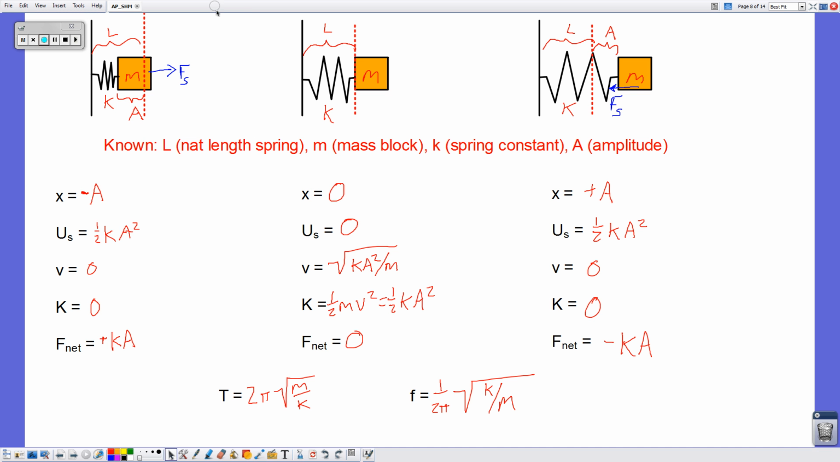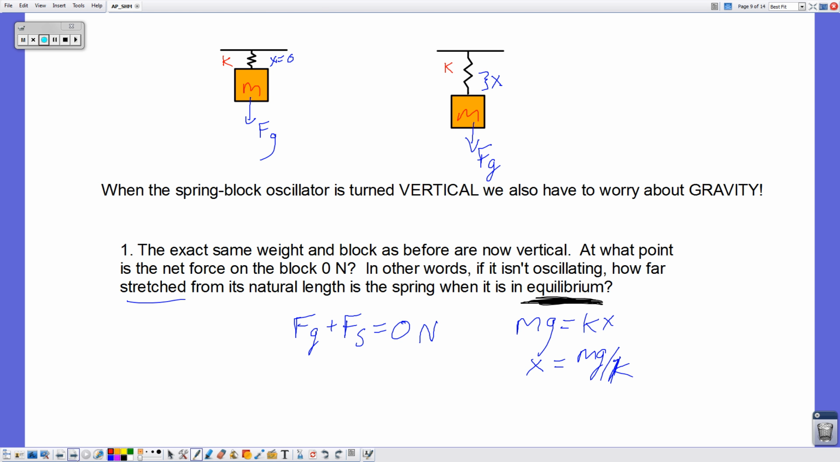Hello, class. Yesterday, we talked about the horizontal spring block oscillator, and we looked at it in terms of forces and in terms of energy, so position and speed. All sorts of fun stuff right here. Then I said, well, what if we turn it on its side, now making it a vertical block oscillator?